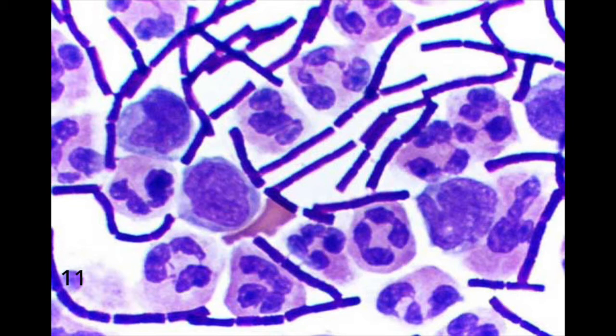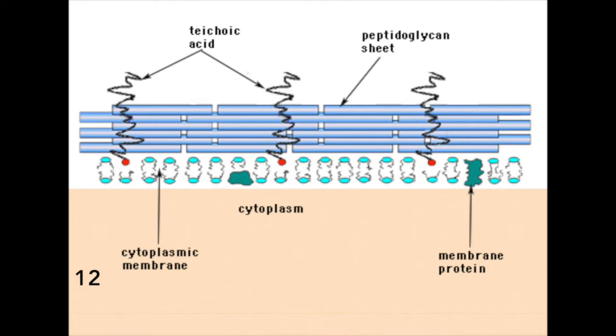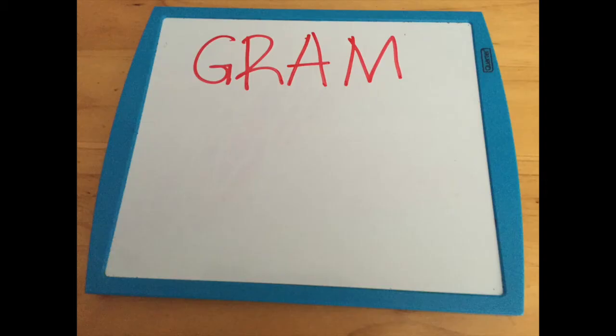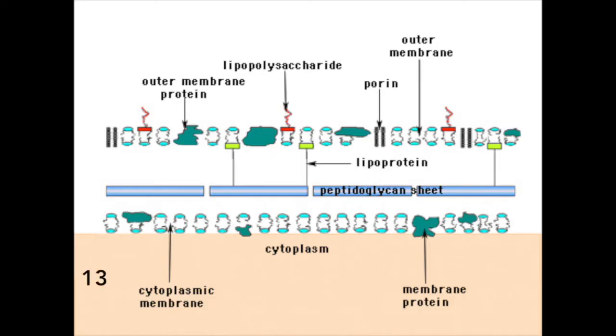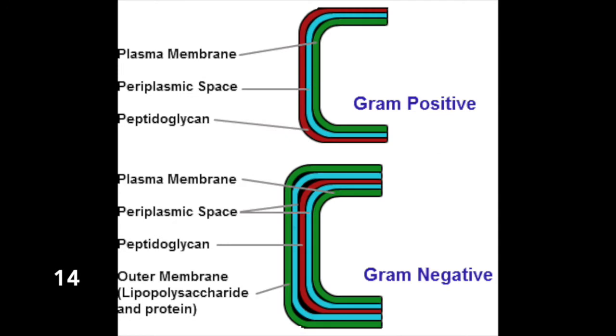The cell wall consists of several layers of peptidoglycan. Running perpendicular to the peptidoglycan sheets is a group of molecules called teichoic acids. In the gram-negative bacteria, which does not retain that crystal violet stain, the cell wall is composed of a single layer of peptidoglycan, surrounded by a membranous structure called the outer membrane containing lipopolysaccharides and lipoproteins.